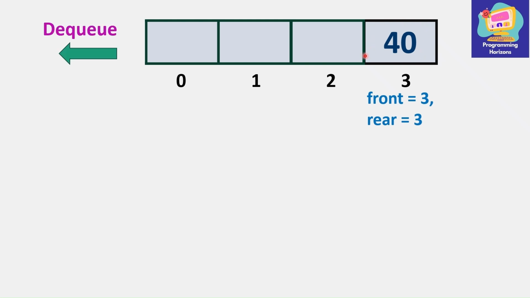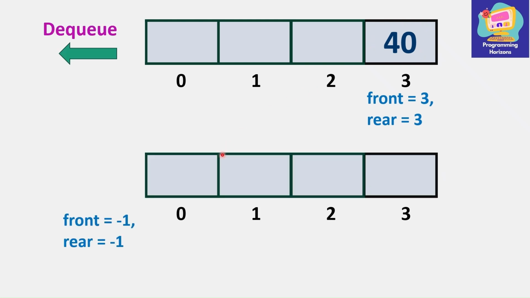If we again perform the dequeue operation, then we are left with an empty queue and this time front and rear are both pointing to null or the index -1. If we again try to perform the dequeue operation, then this time we will get the underflow message because the queue is empty, so no more deletions are possible.